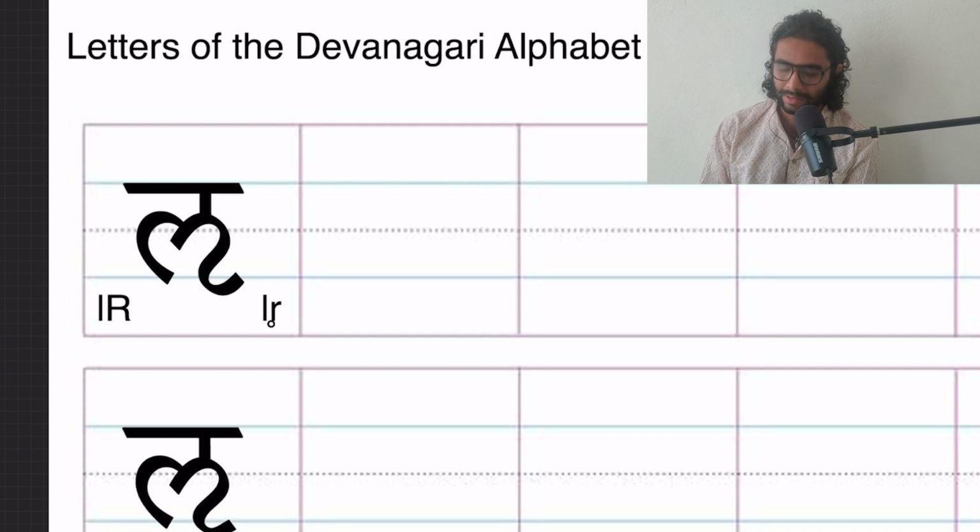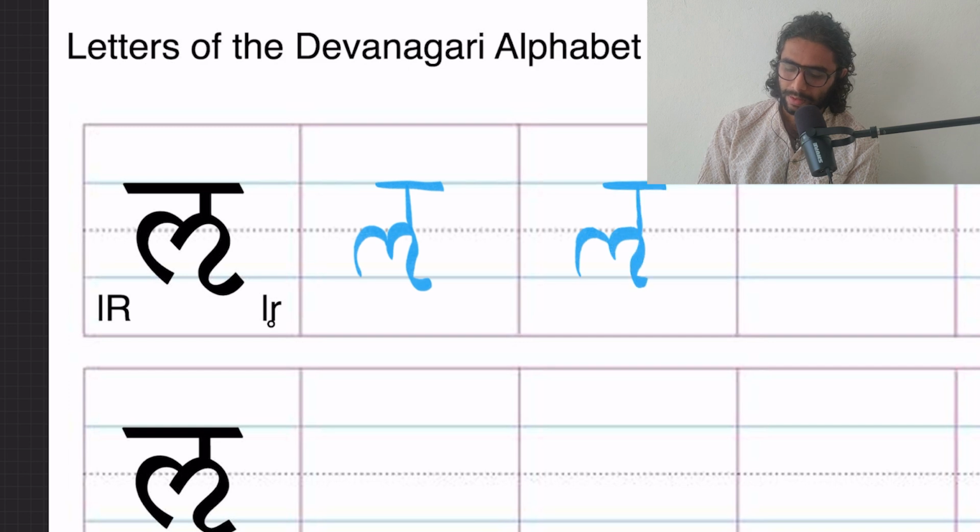It is written like this. Slowly first. One more time. You can increase the speed once you get comfortable with it.